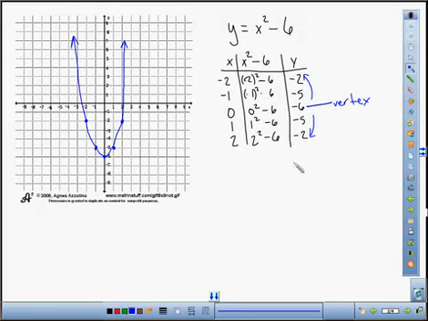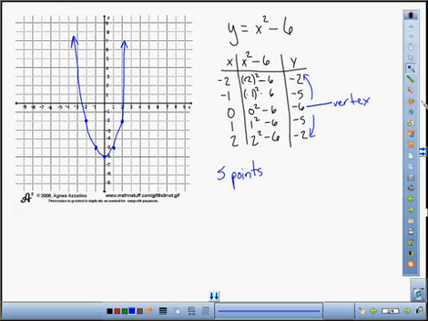Now you can always fit more points. If you make your table bigger, you can get more of the exact points to fill up your whole thing. Usually for absolute value or a parabola, you want to have at least 5 points. That gives you a good shape. Okay? So you want to have at least 5 points. The vertex always has to be one of those 5 points.